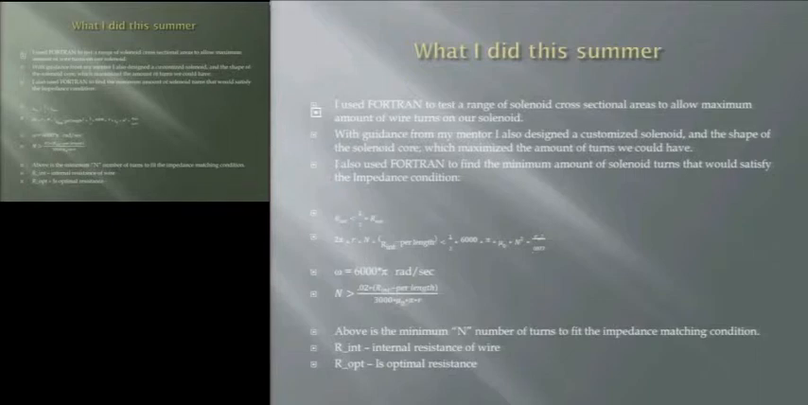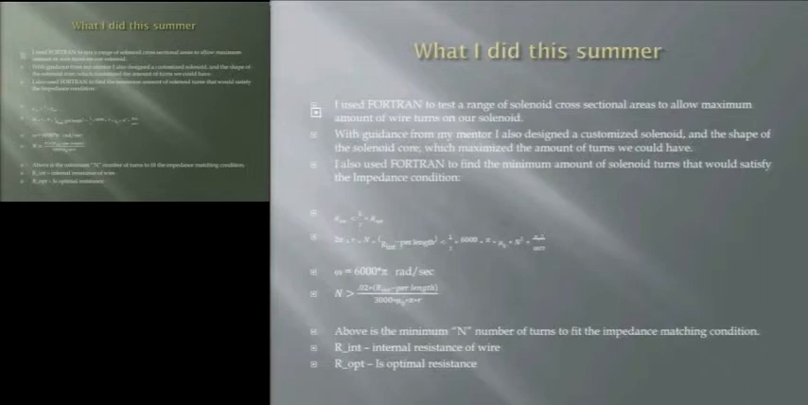We also use Fortran to find the minimum amount of solenoid turns that would satisfy the impedance condition. So here we see R internal is less than 1/2 R optimal. R optimal is the resistance that has to do with the impedance matching condition. R optimal equals omega times L, which is angular velocity times inductance. R optimal also equals the internal resistance plus the load resistance. Load resistance is like a resistor or a light bulb. The internal resistance is the internal resistance of the wire going around the solenoid coil.